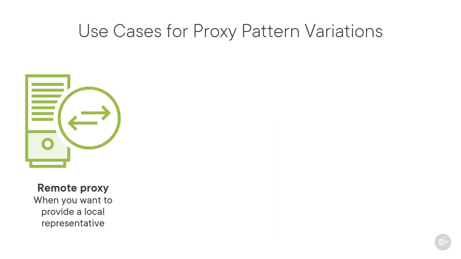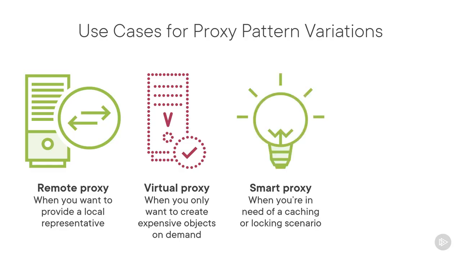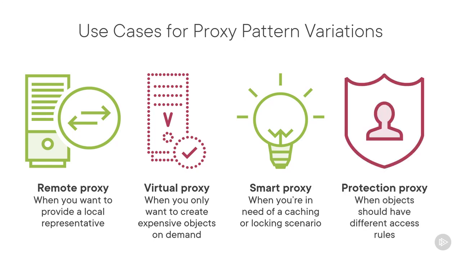For the remote proxy, the use case is providing a local representative for an object in a different network address space. Anytime you need to call into a remote API or service, this can be helpful. For virtual proxies, the main use case is creating expensive objects on demand. Smart proxies are useful for caching and locking scenarios, and protection proxies are useful when objects should have different access rules. A good real-life use case was the one we just implemented. Let's have a look at the pattern consequences.